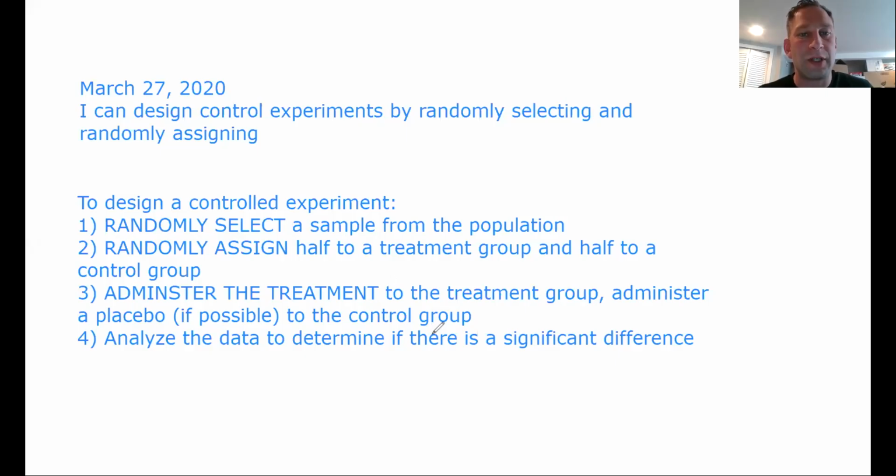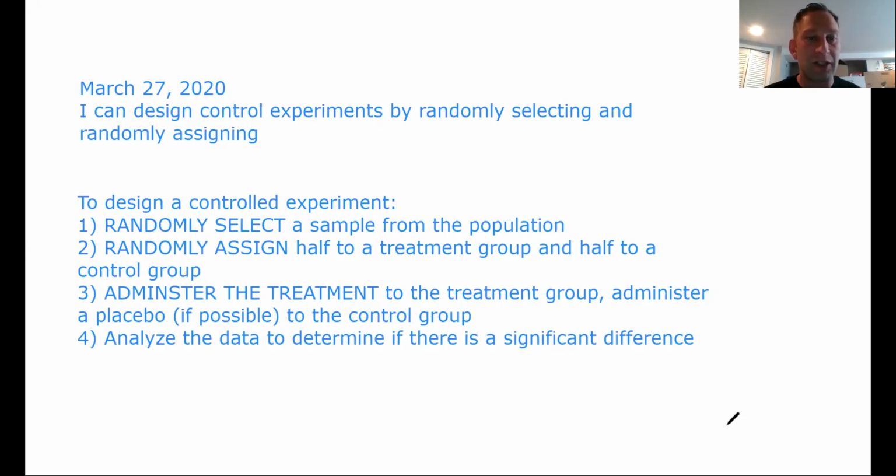I can design controlled experiments by randomly selecting and randomly assigning. So, we talked about the three different types of statistical studies: surveys, observational studies, and controlled experiments. We talked about the difference between them. The only way to get a causal relationship is through a controlled experiment. The main difference between a controlled experiment and the other two is that in a controlled experiment, there needs to be a treatment applied. So basically, here are the notes for this lesson.